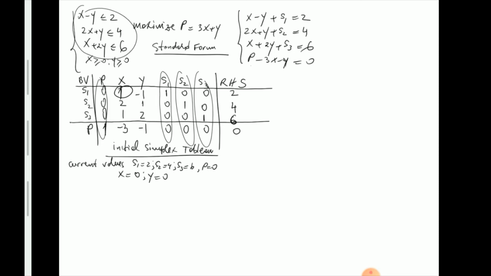So there's no change. All we got to do is to make zeros below the 1, the pivot, using the pivot row. So we're going to do minus 2 row 1 plus row 2. Then we're going to do minus row 1 plus row 3. And this will change row 3. And finally, we're going to do 3 row 1 plus row 4. And that'll be my new row 4. And let's write down again the new Simplex Tableau.